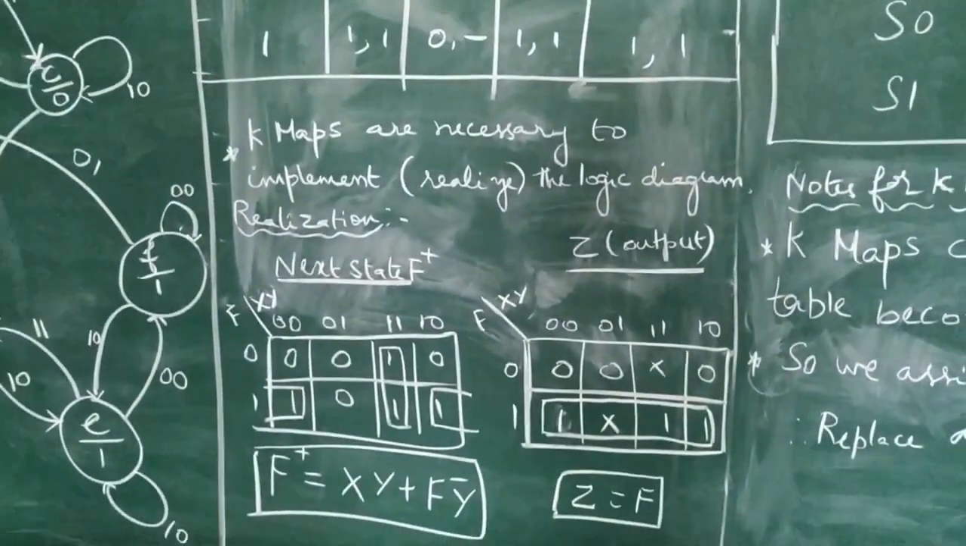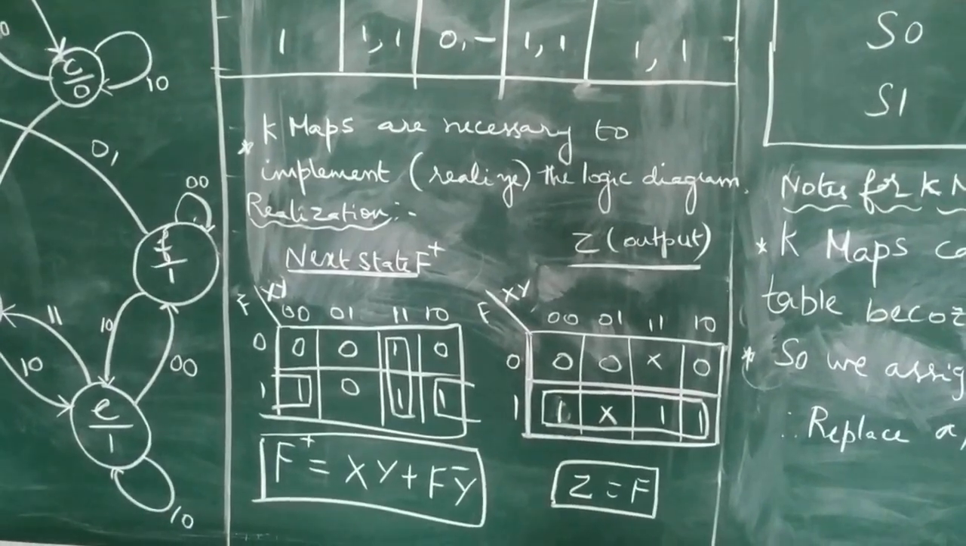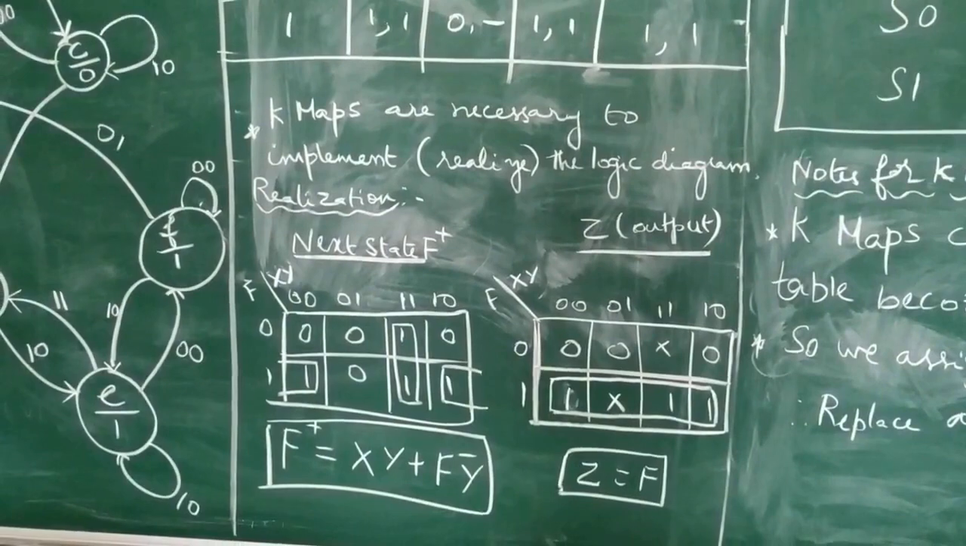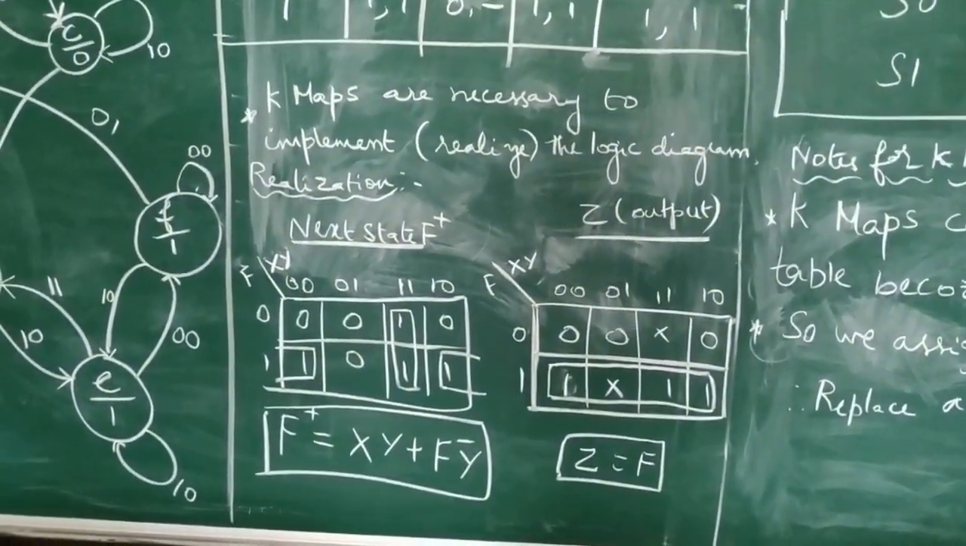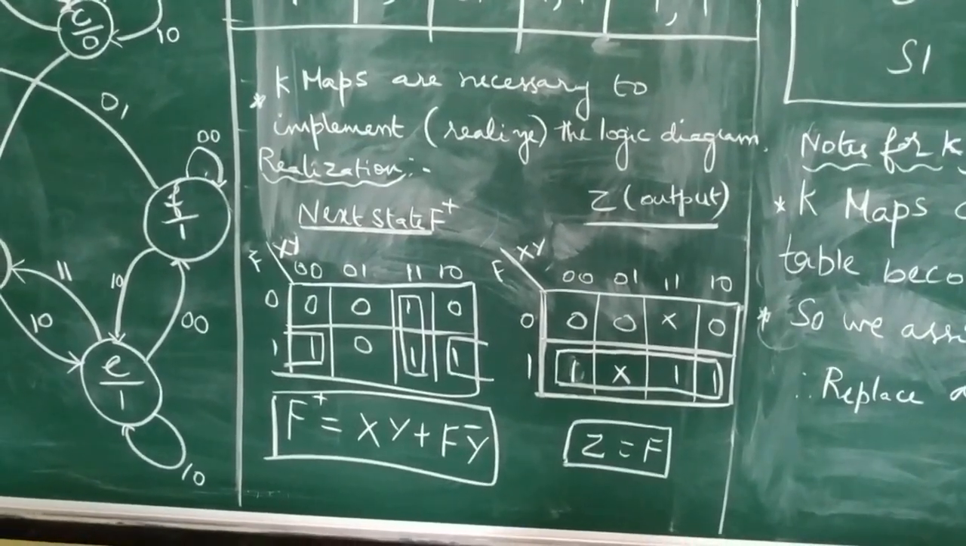Why are K maps required? We know we should end the problem with the implementation of the logical diagram. For that we need K maps. That's what I've given there as a sentence. K maps are necessary to implement or realize the logic diagram.